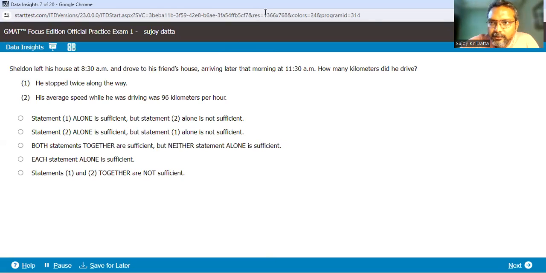Sheldon left his house at 8:30 a.m. and drove, arriving at 11:30 a.m. So 3 hours. He stopped twice. That's not enough. His average speed while he was driving was 96 kilometers per hour. We don't know how long he stopped. You don't know his duration of stopping. And his average speed is not overall, it is while he was driving. So that means we don't know what his overall average speed was. So it's not sufficient. E.